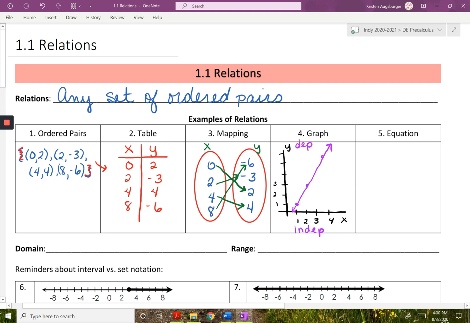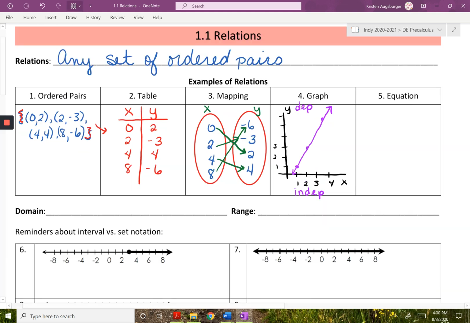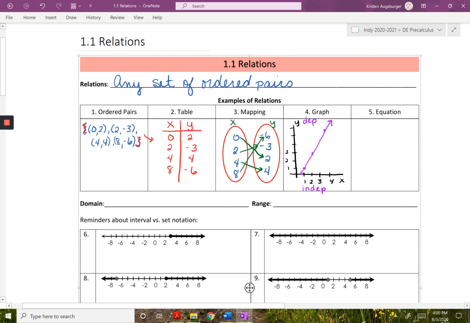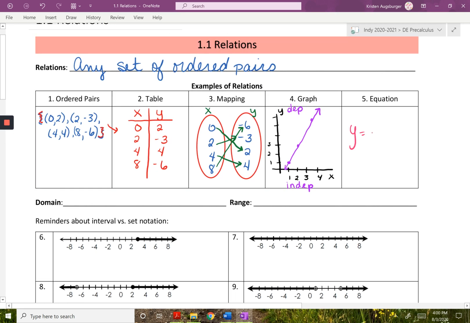And we're all quite familiar with what equations look like. An equation is something along the lines of y equals negative 3x squared plus 7. These are just one example for each of those different types of representations that you can have, and within each, there's an infinite number of choices.